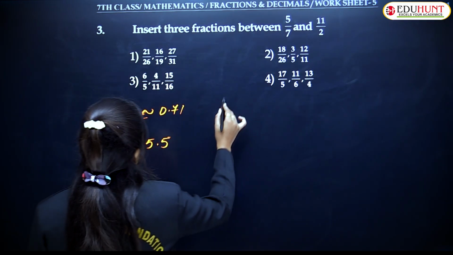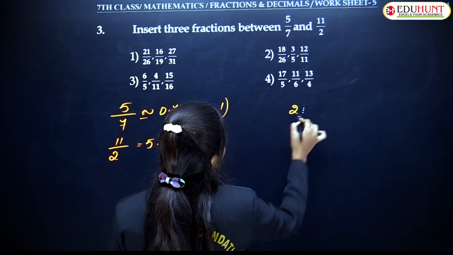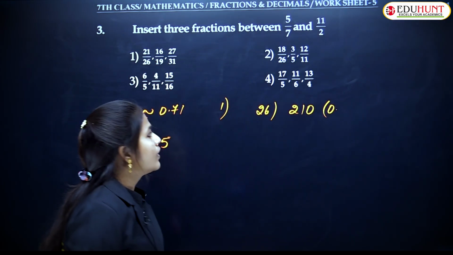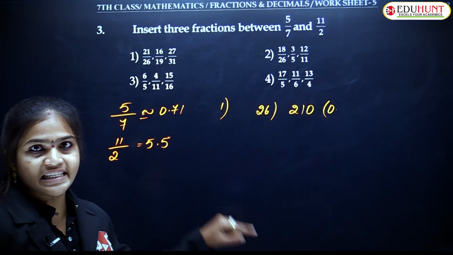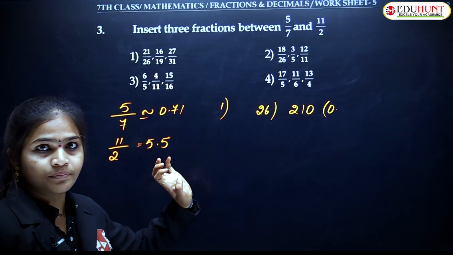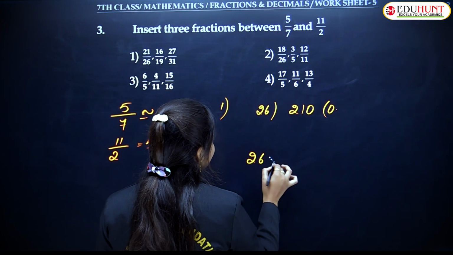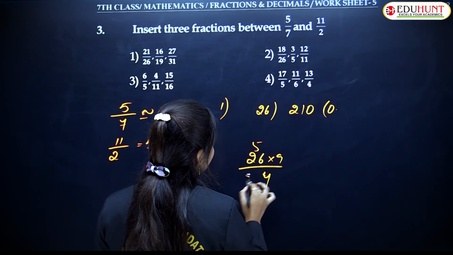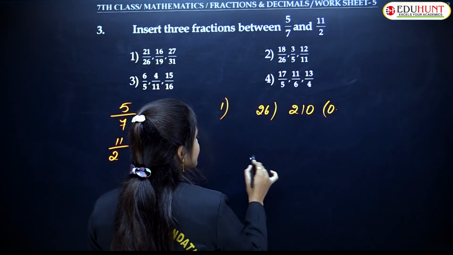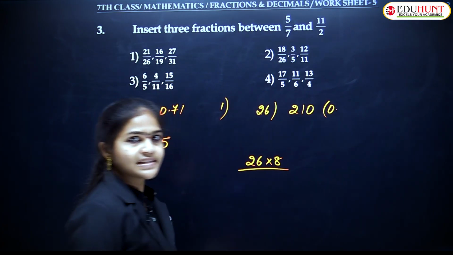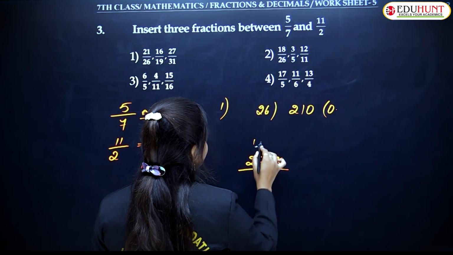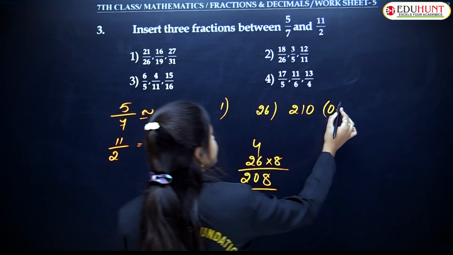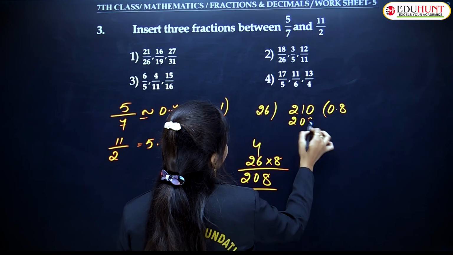Let us check option 1. What is option 1 here? 21 divisible by 26. Keep that 0 here and here also keep that 0. Now 26 into 10 is equal to 260, which is more than 210. That's why check 9. 9 6s are 54, 9 2s are 18, 18 plus 5 is 234, that one is also more. So 26 into 8: 8 6s are 48, 8 2s are 16 plus 4, which is 208. 26 into 8 is equal to 208.